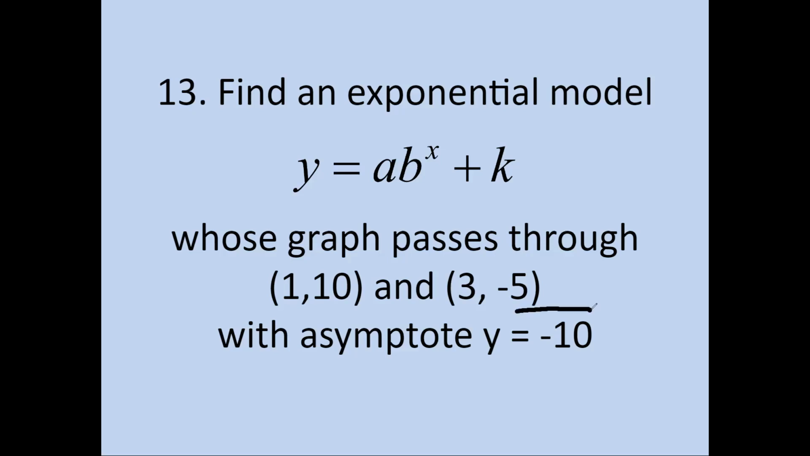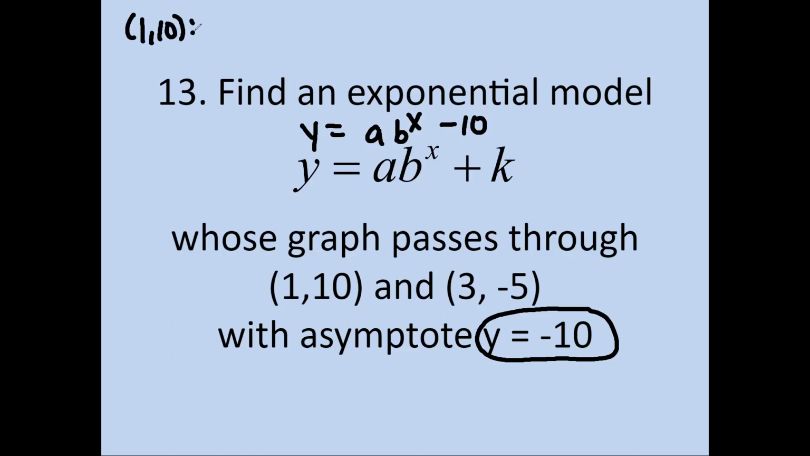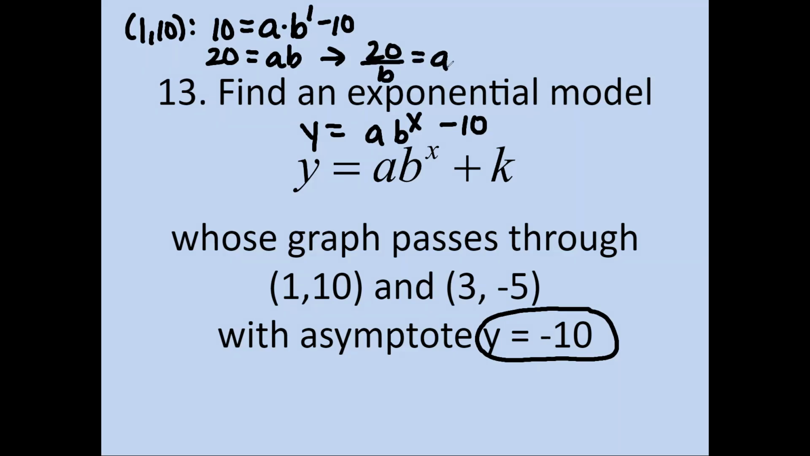So this is an exponential equation with an asymptote at negative 10. That means I have y is equal to a times b to the power x, minus 10. I'm going to be putting in 1 comma 10 to get one equation. So let me do that up here, 1 comma 10. I'm going to get 10 is equal to a times b to the first, minus 10. So I'm going to add 10. So I get 20 is equal to ab. So I get 20 over b equals a.